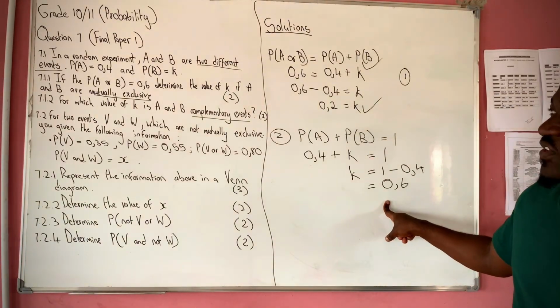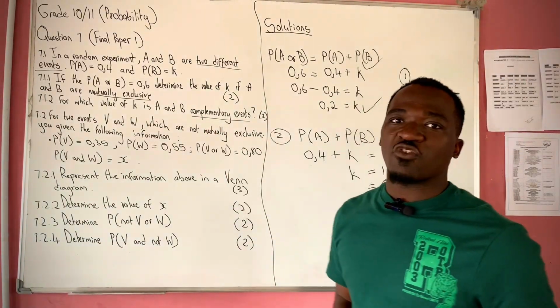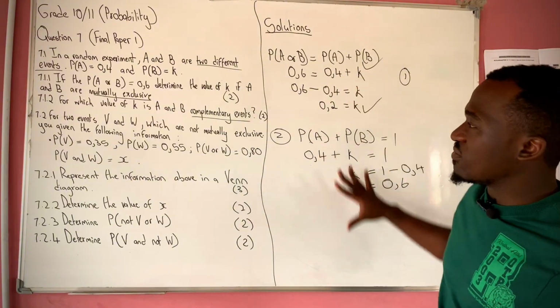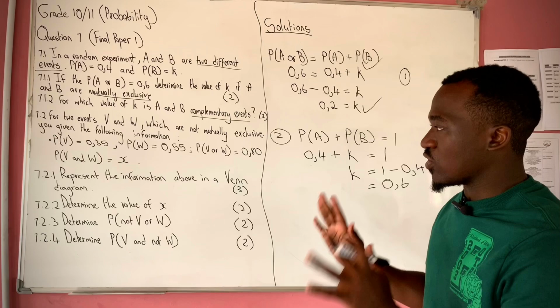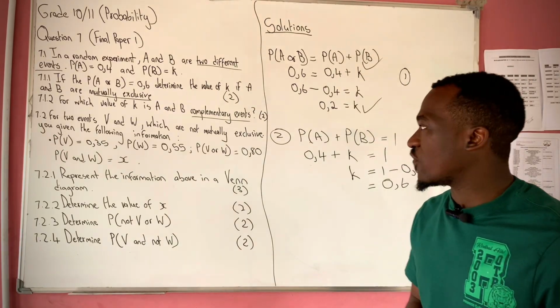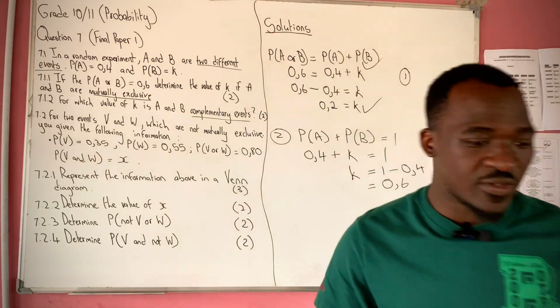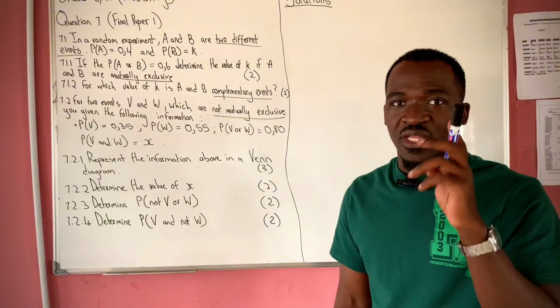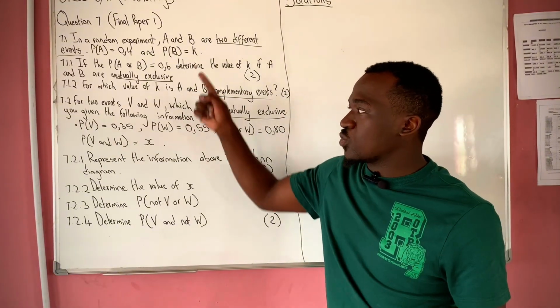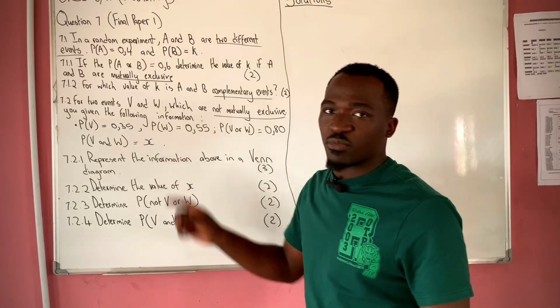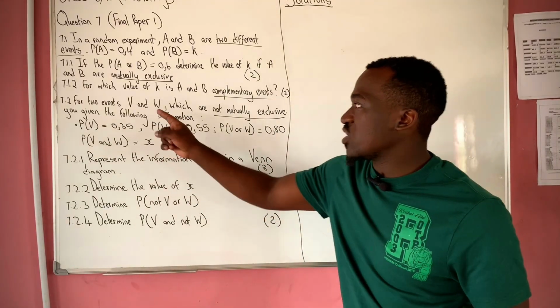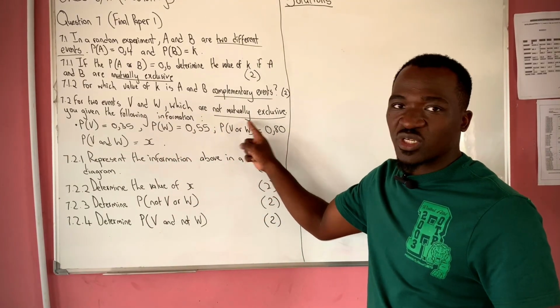So this is our value of k in this case of complementary events. Going to remove this, then we start with this since it has a lot of questions. Okay, fine. Now let's just continue from those two questions that we had. Now looking at this 7.2, it simply says for two events V and W which are not mutually exclusive.